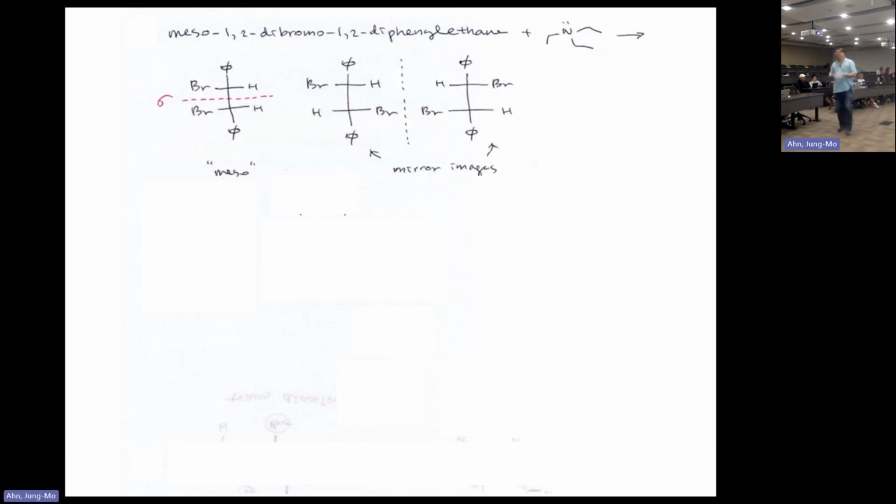Did we ever talk about meso? Yes, we did, even though it was only an introduction. So what is a meso? Meso is a molecule with chiral centers, but the whole molecule is not chiral because of symmetry.